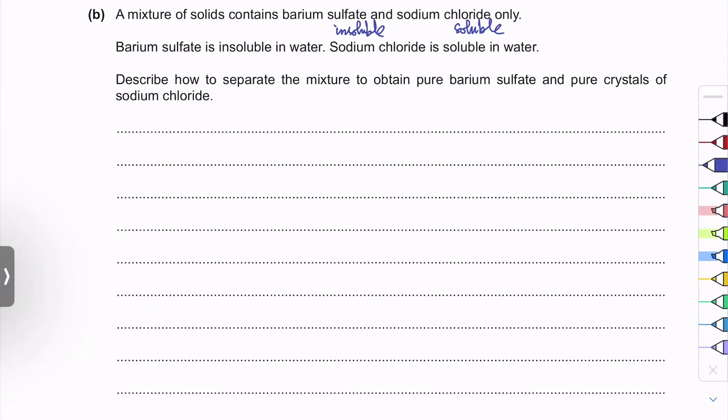Isse aasan sawal ho sakta hai. Grade 7 ke bacche ko bhi ye de do na to wo kar lega. To batayein, what should he do? He has a mixture of solids. Yahan pe ek bahut common mistake hai. Students kahenge filter kar do. Exactly. Pehle dissolve to karo. Mixture of solids hai. So we'll say that add water and mix or stir or shake. Theek hai? Pehla step to ye hai.